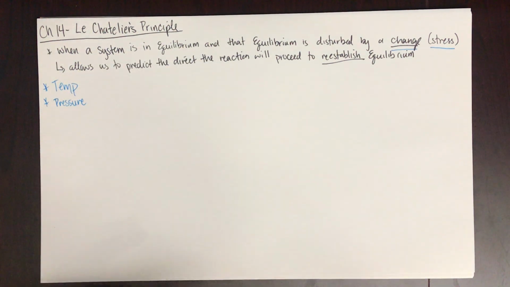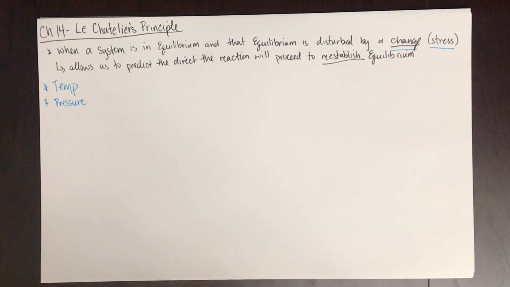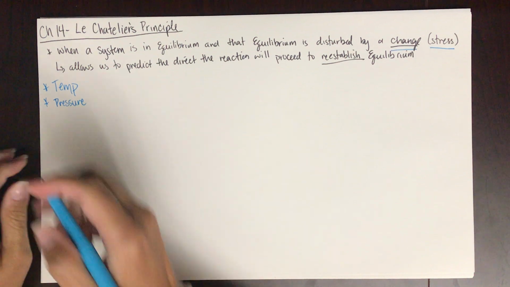We will mostly be talking about equilibrium in respect to gases. So the way that you would change the pressure would be you would change the size of the container, change the volume. Remember, volume and pressure are inversely related. The smaller the volume of a container, the greater the pressure. Or the greater the volume of a container, the lower the pressure. So changing the pressure of a chemical reaction can shift the equilibrium.